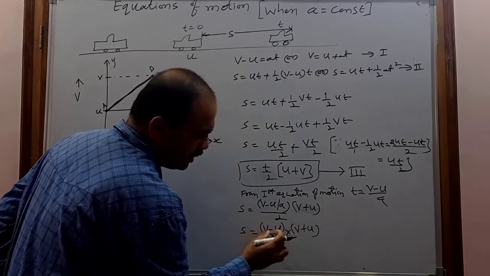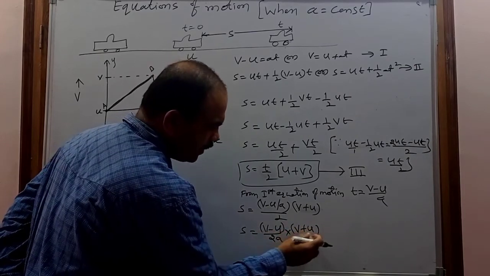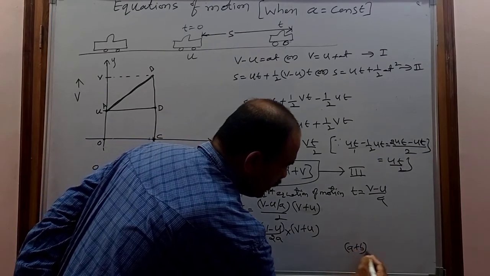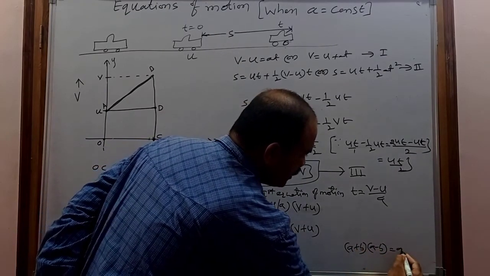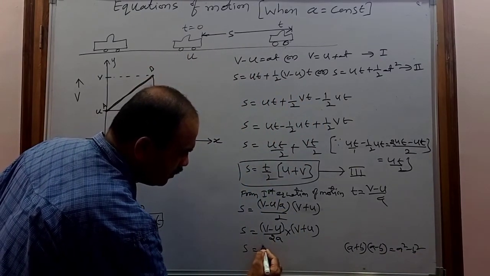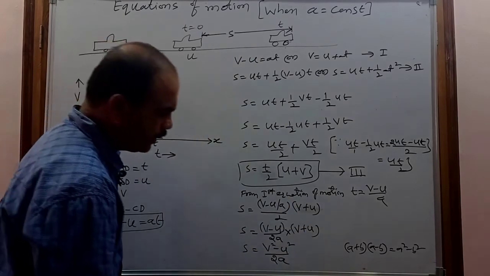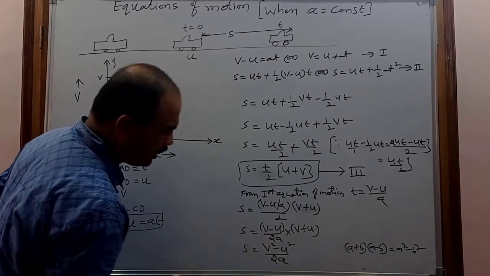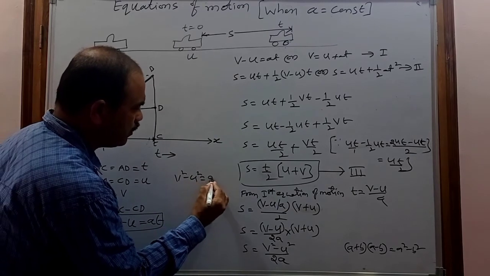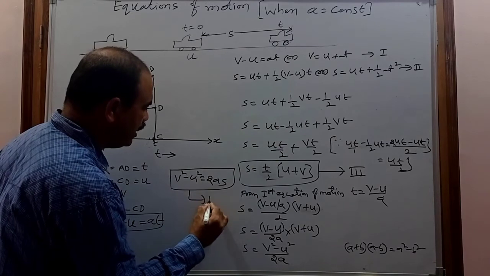Now these two are in the form of a plus b into a minus b. What is a plus b into a minus b? It is nothing but a square minus b square. So you can write s equal to (v square minus u square) by 2a. If you do the cross multiplication, what do you get? You get v square minus u square equal to 2a into s. So this is another form of the third equation of motion.